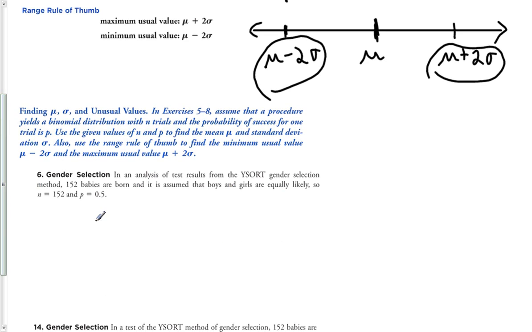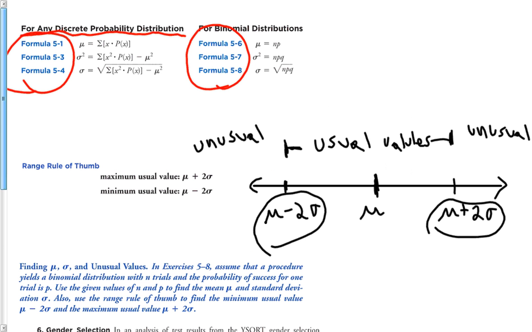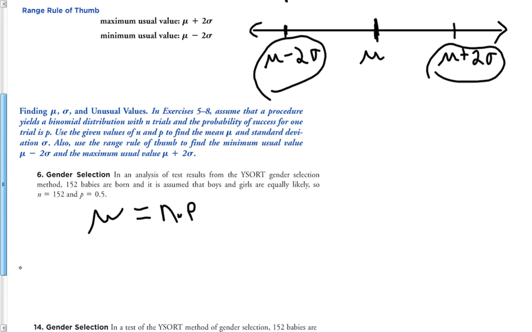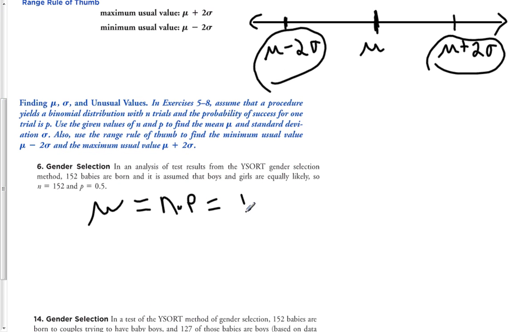Well, the first thing they want us to find is the mean. And if you remember from the formula, the mean is n times p, is given up here. The mean is n times p, formula 5.6. And in this case here, n is equal to 152, and p is equal to 0.5. So that we can calculate the mean to be 76. So the mean of this binomial random variable is 76.